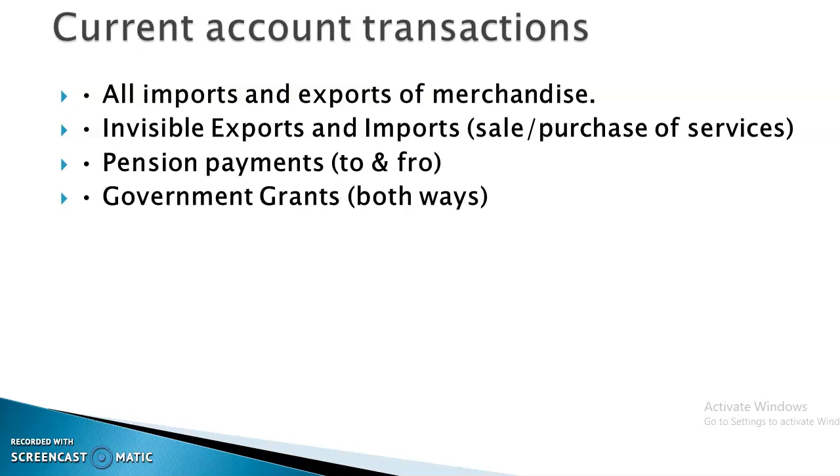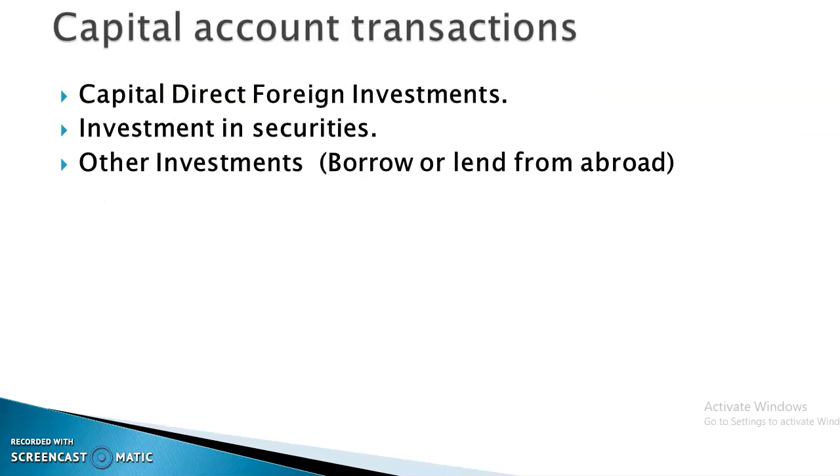These are the current account transactions: export of goods and services, invisible goods and services exports, and pension payments. All these are examples of the current account. And capital account transactions are basically related to the movement of capital, inflow of capital and outflow of capital, which is related to three items basically. The first one is known as foreign direct investment. As you all know, what is FDI? Foreigners are investing in setting up facilities here and have some control over the affairs of this business. Such kinds of investments are known as foreign direct investments.